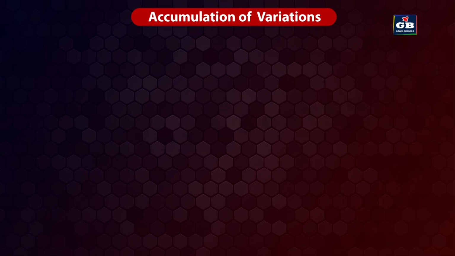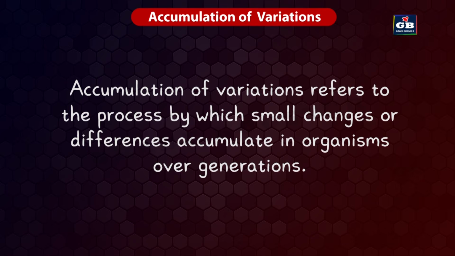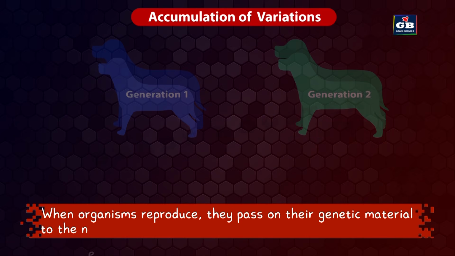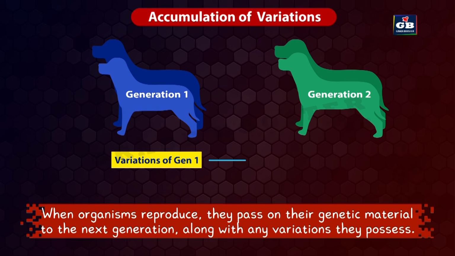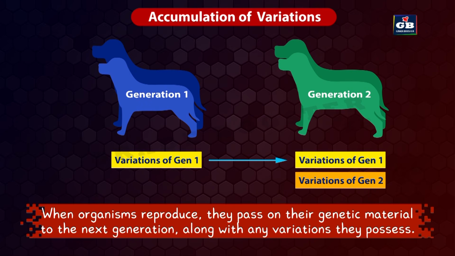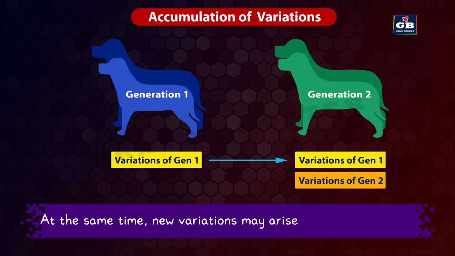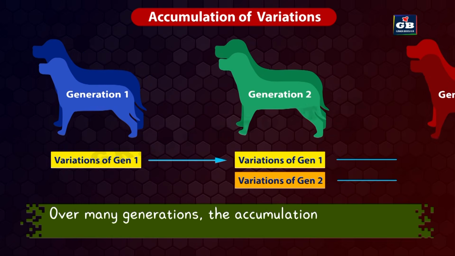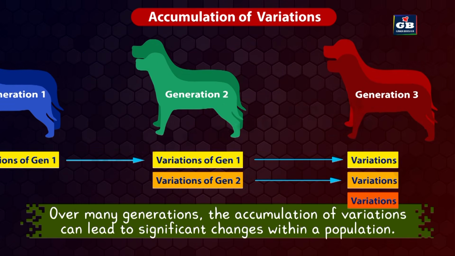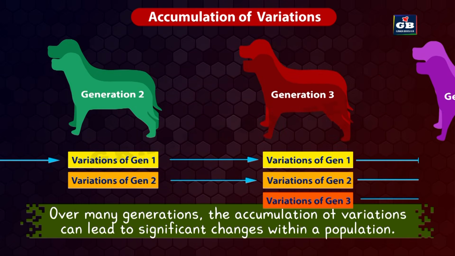Accumulation of variations during reproduction. Accumulation of variations refers to the process by which small changes or differences accumulate in organisms over generations. When organisms reproduce, they pass on their genetic material to the next generation along with any variations they possess. At the same time, new variations may arise in each generation. Over many generations, the accumulation of variations can lead to significant changes within a population.